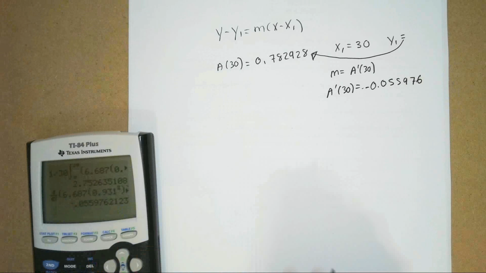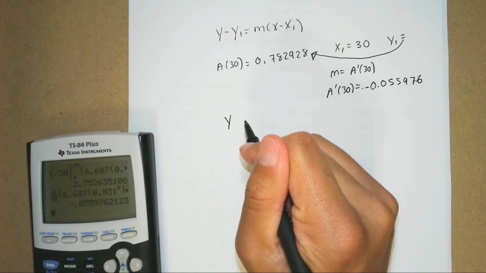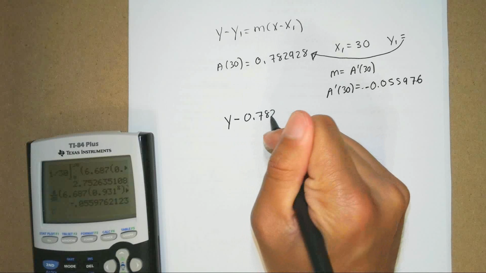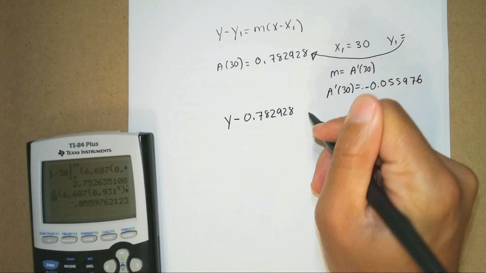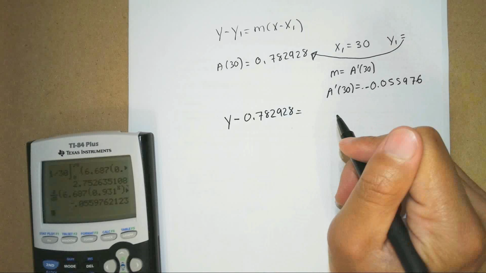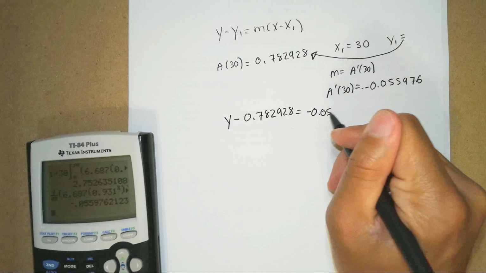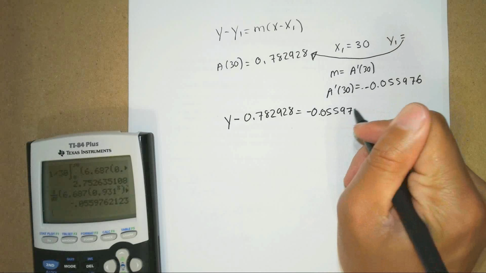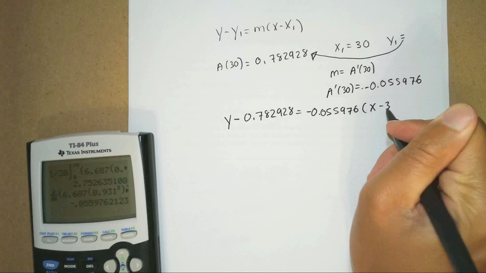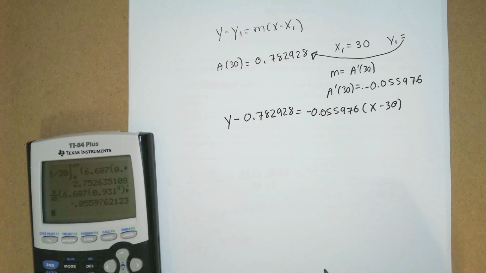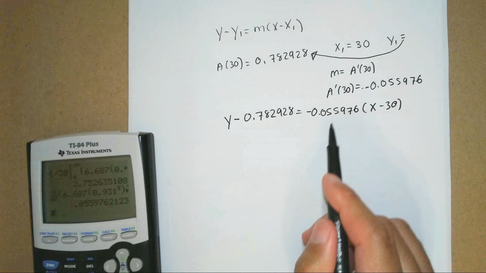So now I'm just going to set up my formula, my linear approximation, which is my tangent line. Y minus 0.782928 equals my slope, which we know is negative 0.055976, times (x minus my x1, which is 30). That's my equation. This is my linear approximation. Except always solve for y, so bring this over.